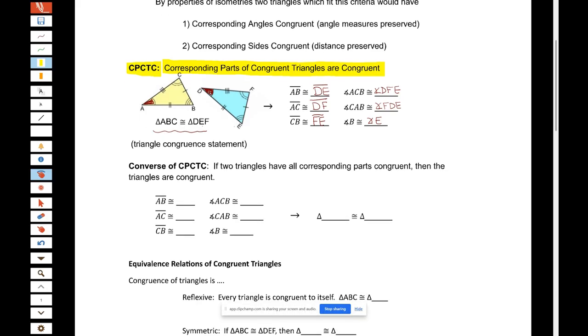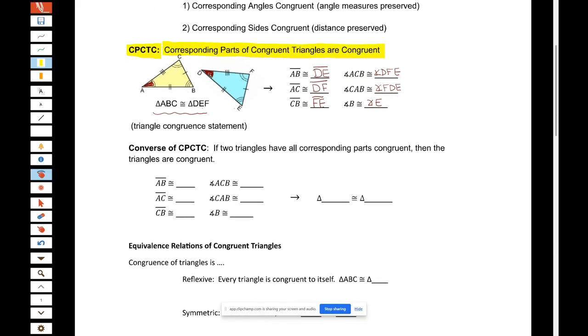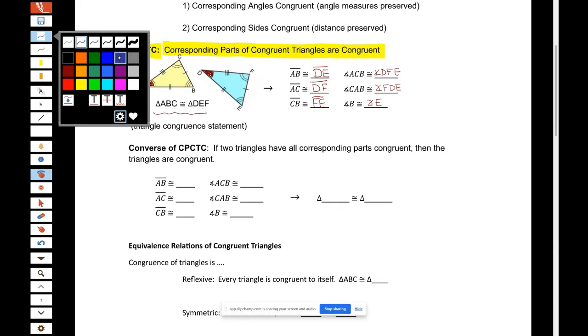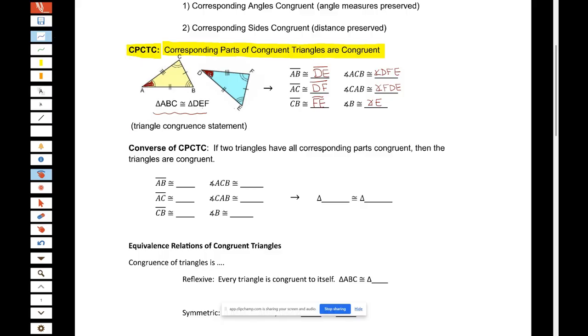Now let's talk about the converse of CPCTC. It says basically the reverse, because we know the converse is when you switch the hypothesis and conclusion of a statement. So if two triangles that we don't know are congruent have all corresponding parts congruent, then the two triangles have to be congruent.